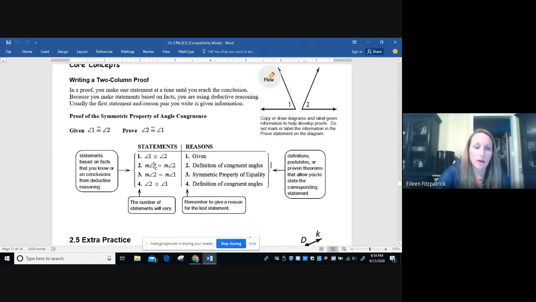So over here, you have your statements based on facts that you know or on conclusions from deductive reasoning. Make sure you number your statements, and then you're going to number your reasons. Every proof is going to have a different number of statements. They're not all going to be 4-step proofs, okay? The reasons that we give must be definitions, postulates, proven theorems, all right? You can't just say because it looks like they're congruent or because it looks like it's the midpoint, okay?